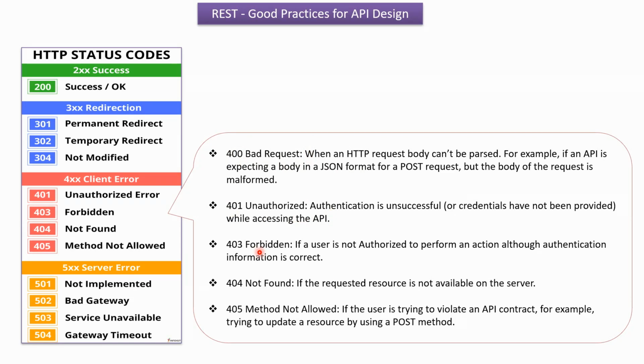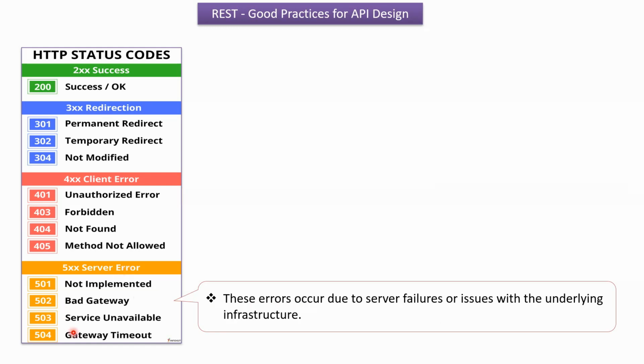403 forbidden. If a user is not authorized to perform an action, although authentication information is correct, then we can use this status code. 404 not found. If the requested resource is not available on the server, then we can use this status code. 405 method not allowed. If the user is trying to violate an API contract, for example, trying to update the resource by using post method instead of put method. These 500 level errors will occur due to server failures or issues with underlying server infrastructure.